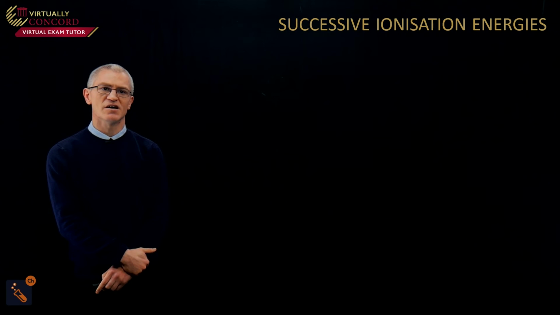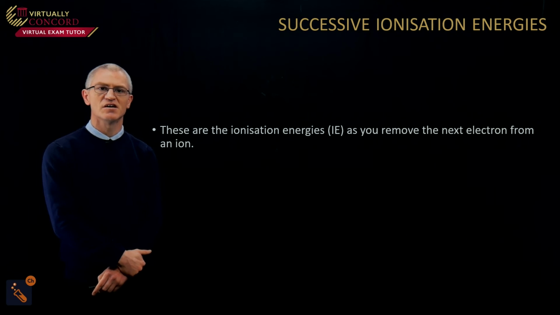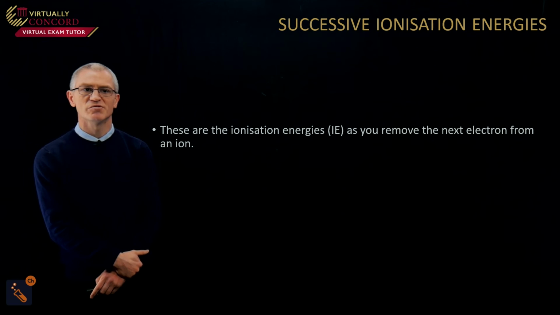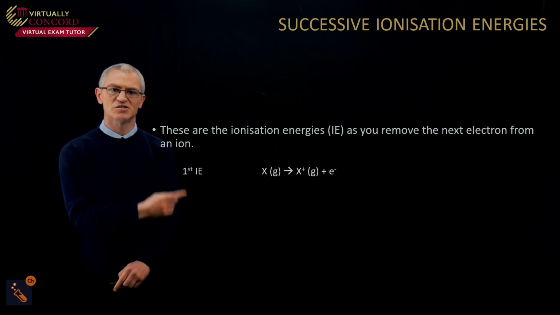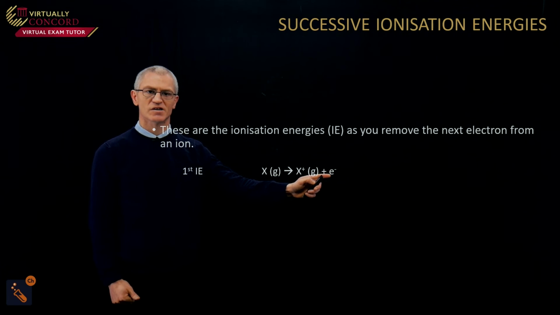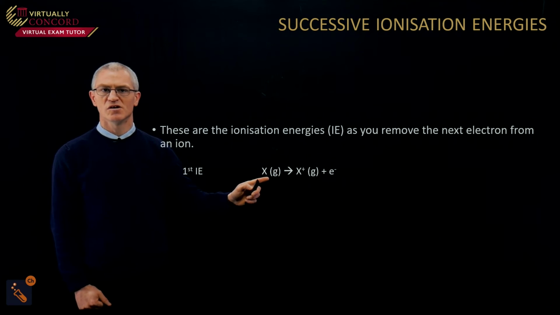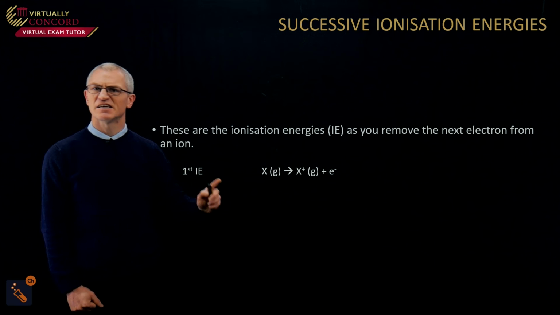We're going to do now successive ionization energies. So successive ionization energies are the ionization energies as you remove the next electron from an ion. Now, what does that mean, really? What that means is your first ionization energy just removes one electron, okay, from 1 mole of gaseous atoms to form 1 mole of gaseous positive ions, okay, and that's your first.